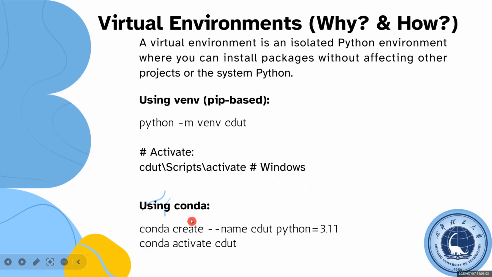Then if I were to use Anaconda, we are going to say conda space create space hyphen n space CDUT space python space 3.11. Now, for us to activate that, we are going to say conda space activate CDUT. So with that, this environment will be activated.